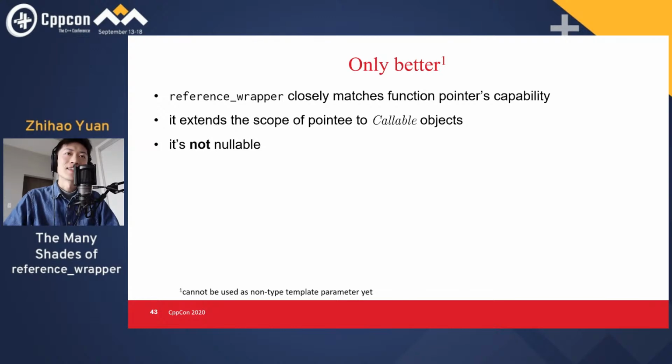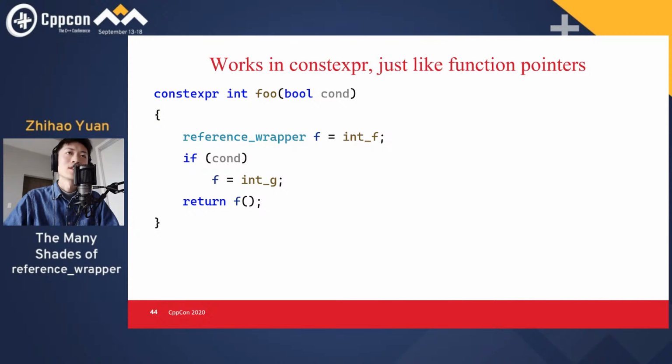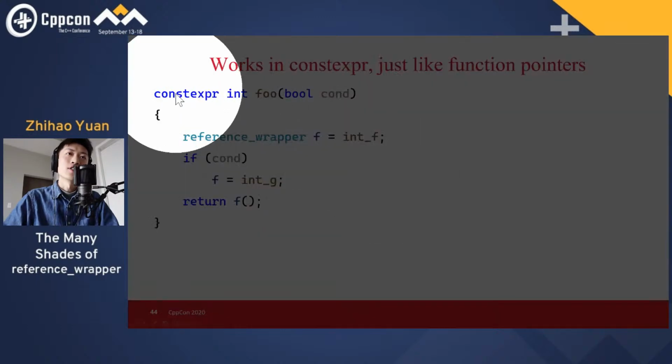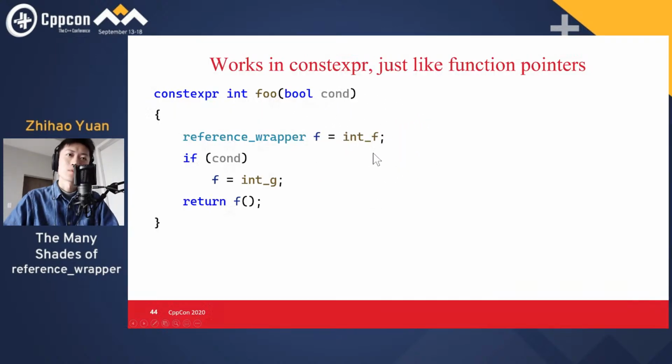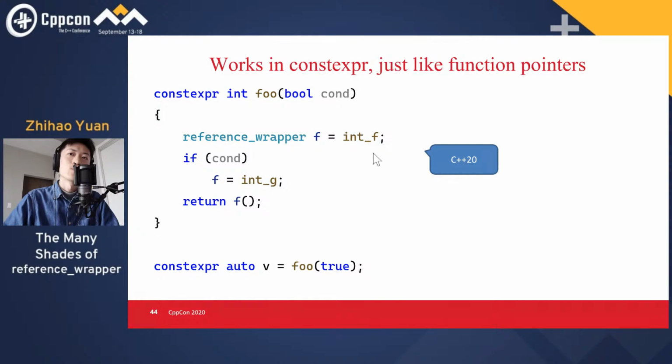So what do I mean by saying it closely matches function pointer's capability? I'll give you some examples. First, the reference wrapper works in constexpr. You can use that in a constexpr function, bind the reference wrapper to a constexpr function, and finally, you can even call it in a constexpr context, just like function pointers. This guarantee is given in C++20. If your standard library vendor hasn't implemented it, you're welcome to contribute.